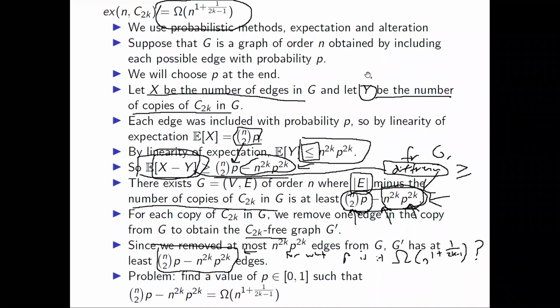So problem: find some value of p in (0, 1), and p can depend on n, so that's fine. It's definitely fine for it to depend on n. So find some p-value in (0, 1) such that this quantity right here, n choose 2 times p minus n to the 2k times p to the 2k, same thing I wrote right here, is equal to omega of n to the 1 plus 1 over 2k minus 1. And that gives us the lower bound we're trying to prove, as long as you can find that p-value.